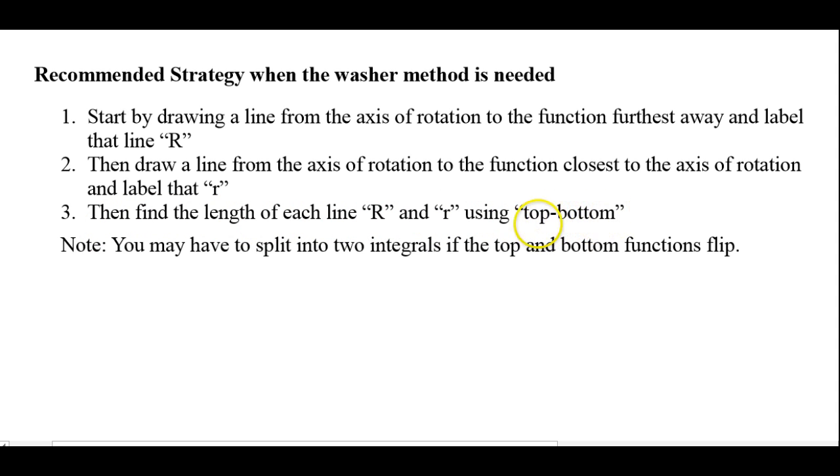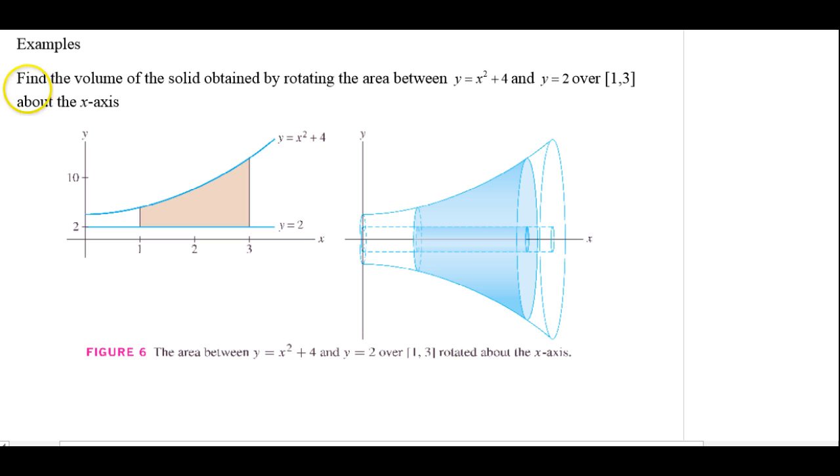And then find the length of each line, big R and little r, using the top minus bottom formula. Note that sometimes this gets tricky because you may have to split into two different integrals if the top and bottom functions are different, or flip as you move from x equals a to x equals b. This is just going to come with a lot of practice and being really neat with your graphs and the labeling of the functions. Alright, let's start with our first example.